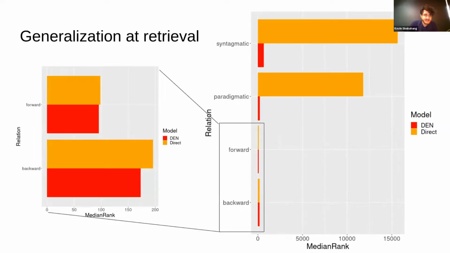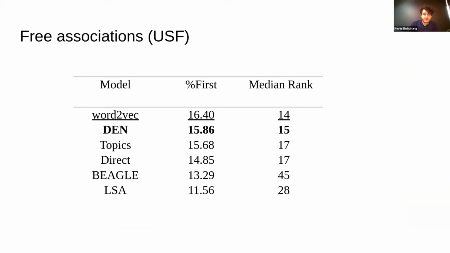We also get this asymmetry between forward and backward associations, which just falls out of the associations. This is also consistent with the literature. So that's just the general look.